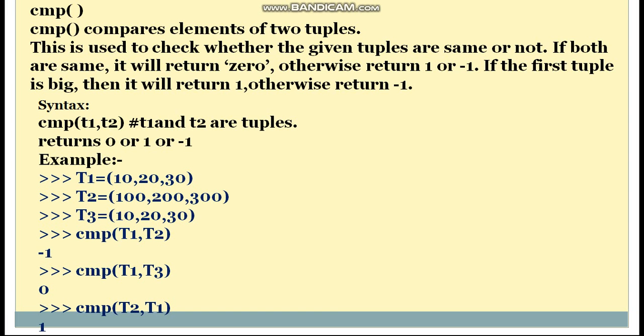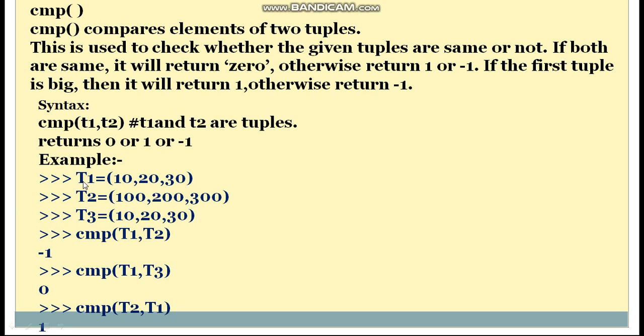cmp. cmp compares elements of two tuples. This is used to check whether the given tuples are the same or not. If both are the same, it will return 0. Otherwise it returns 1 or minus 1. If the first tuple is bigger, then it will return 1. Otherwise it returns minus 1.